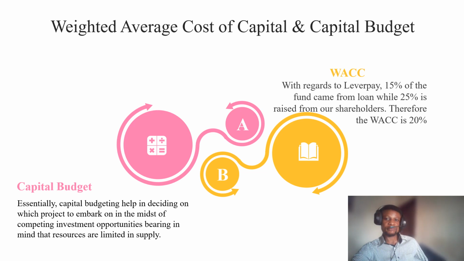So with regards to Liverpay, 50% of the fund came from loan, while 25% is raised from the business shareholder, and it therefore implies that the weighted average cost of capital is 20%.